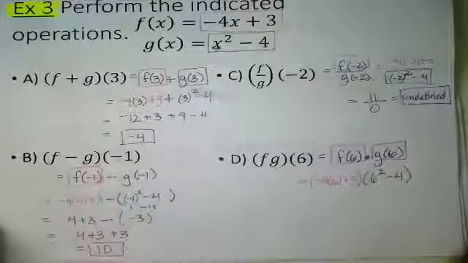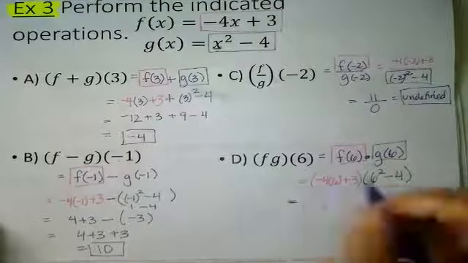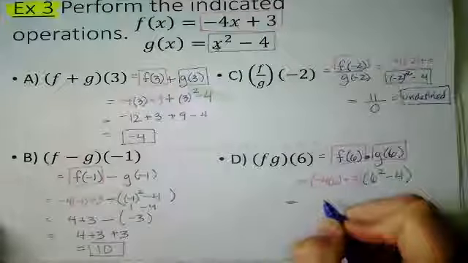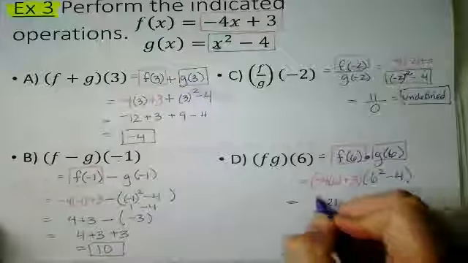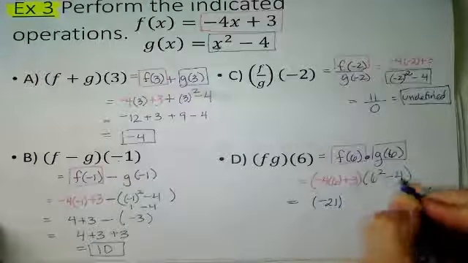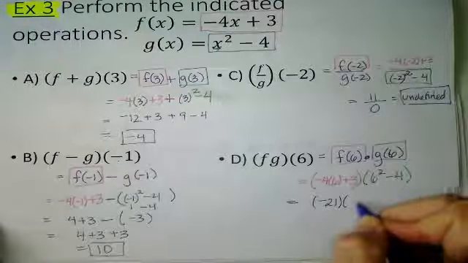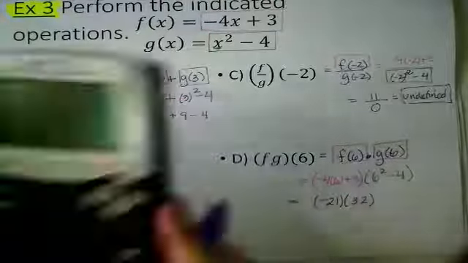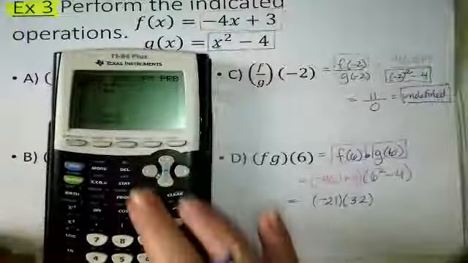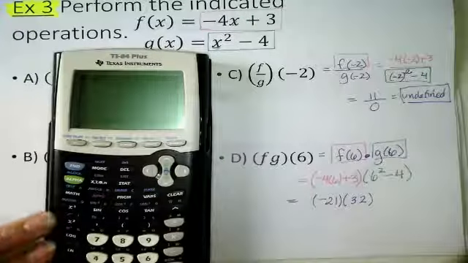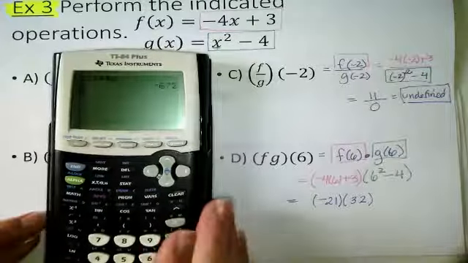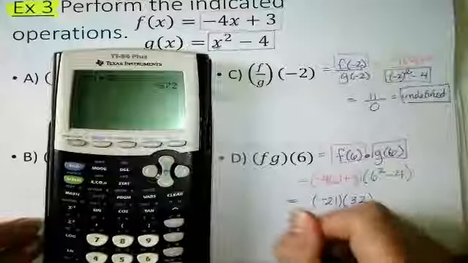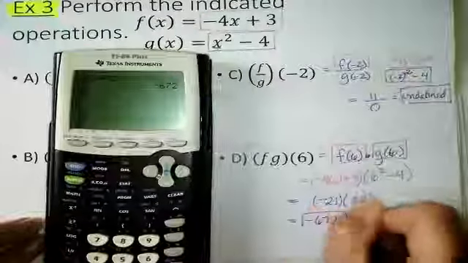And again, I am going to be pretty careful. This is -24 plus 3, -21. 36 minus 4, 32. And I don't know that math. That is not math I can do. All right. That's a trusty, rusty calculator problem here. -21 times 32, and we get -672. Okay.